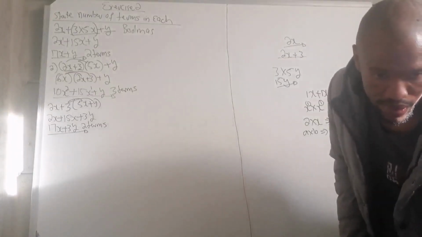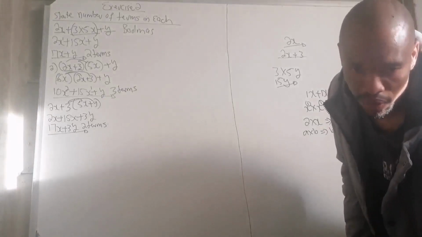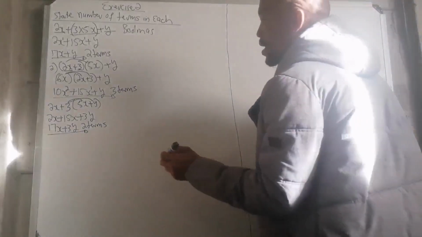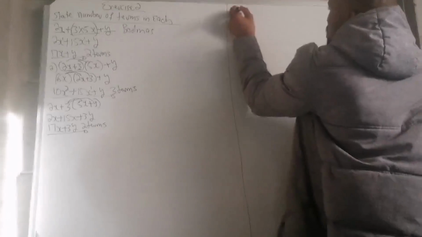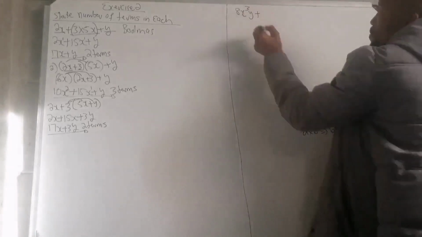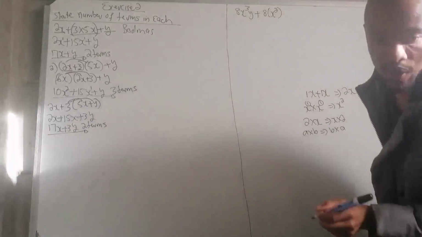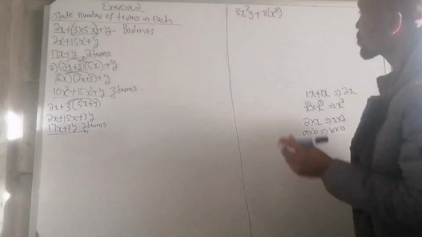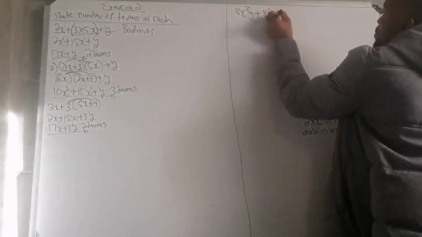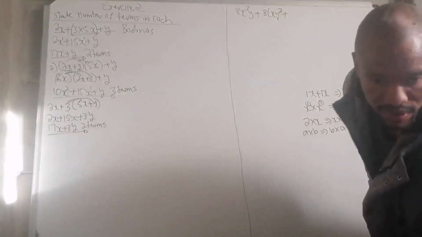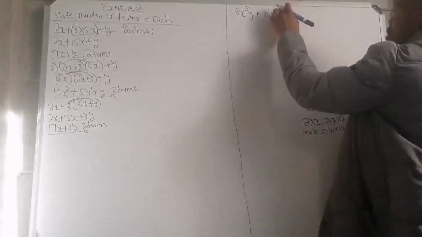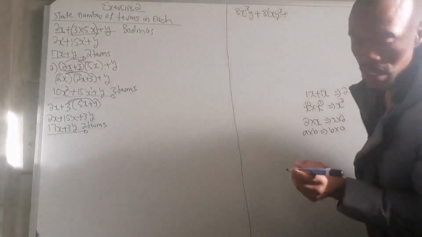We will move from simple ones to more complicated ones. Here is another one. We are given 8(x^3 y + 8x^2 + 8xy^3) + 8.